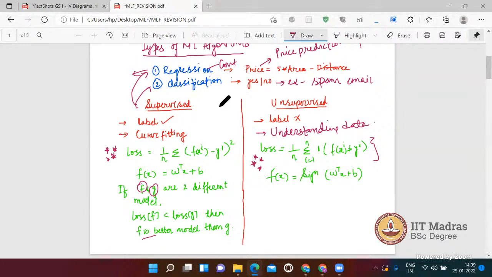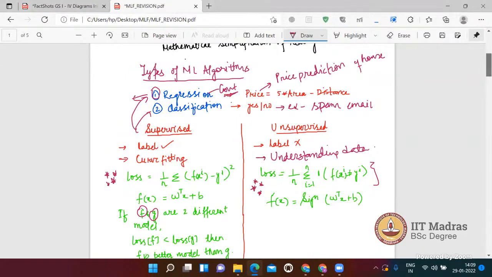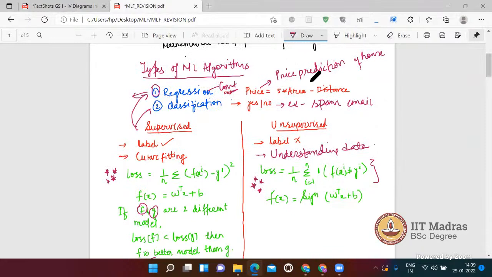Broadly, ML is categorized into supervised and unsupervised. In supervised learning, you'll have regression and classification problems. In a regression problem, the final label will be in the form of a continuous value. For example, if you have to predict the price of something, like the price of a house, in the form of a continuous value, then if the label is a continuous value, this is a regression problem.